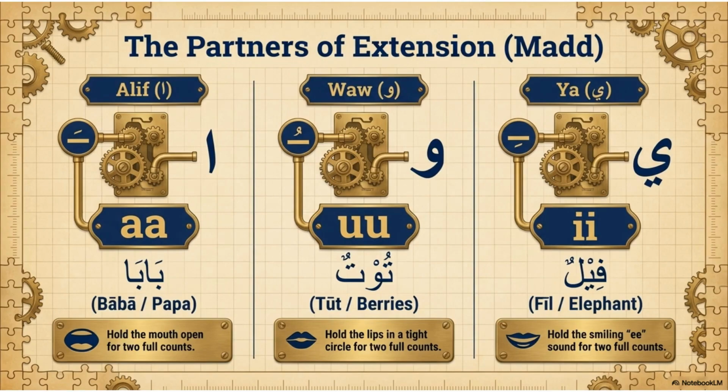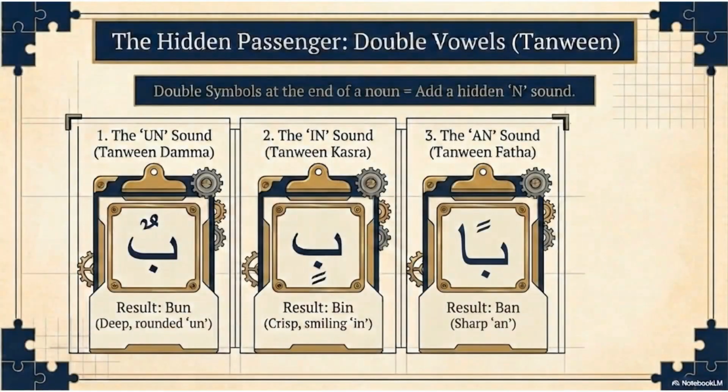It's very important. The hidden passenger, or double vowels, Tanween, are double symbols at the end of a noun that add a hidden N sound. Tanween Dammah makes an un sound. Tanween Kasra makes an in sound. Tanween Fatha makes an an sound.